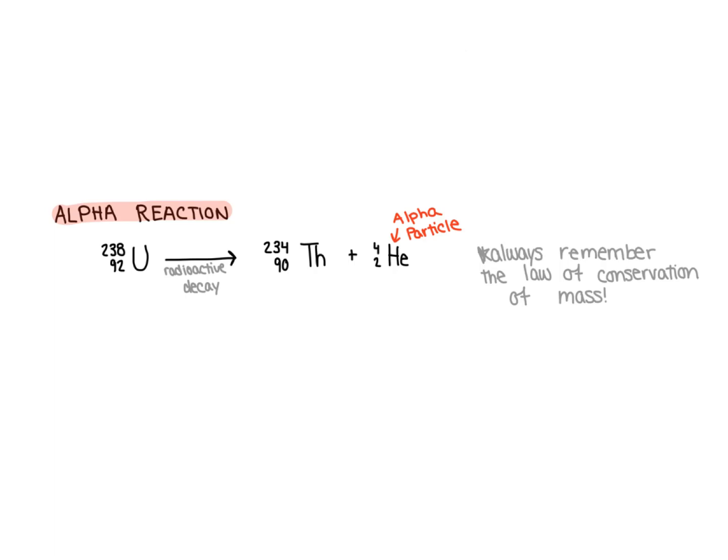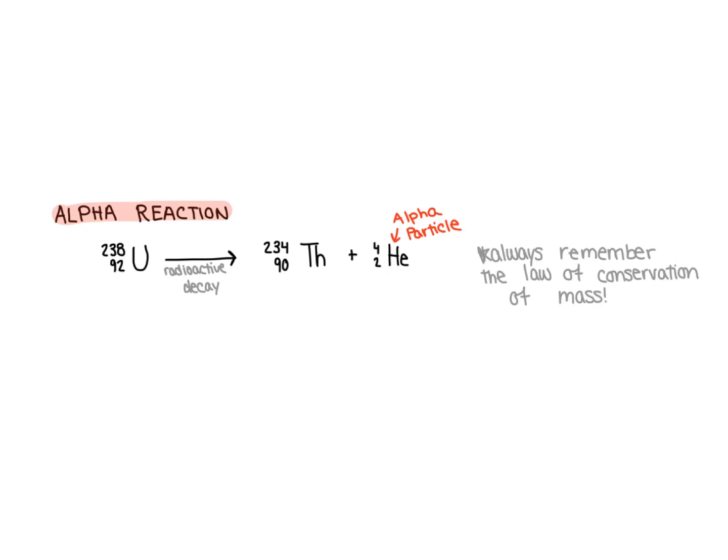This is an example of an alpha reaction. Here we start with uranium-238, 238 over 92 U, and then we have radioactive decay, and it releases an alpha particle, which is 4 over 2 He, plus 234 over 90 Th. With these types of problems, you must remember the law of conservation of mass, and make sure that the numbers on the top add up and the numbers on the bottom add up. We have 238 is 234 plus 4, so that's right, and 92 is 90 plus 2, so this is right.